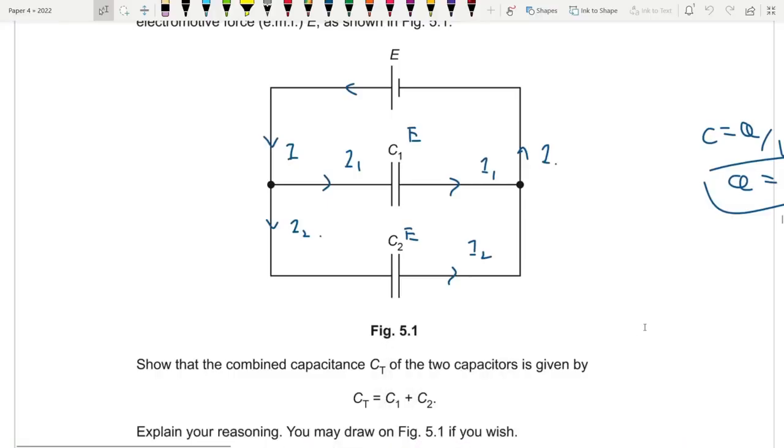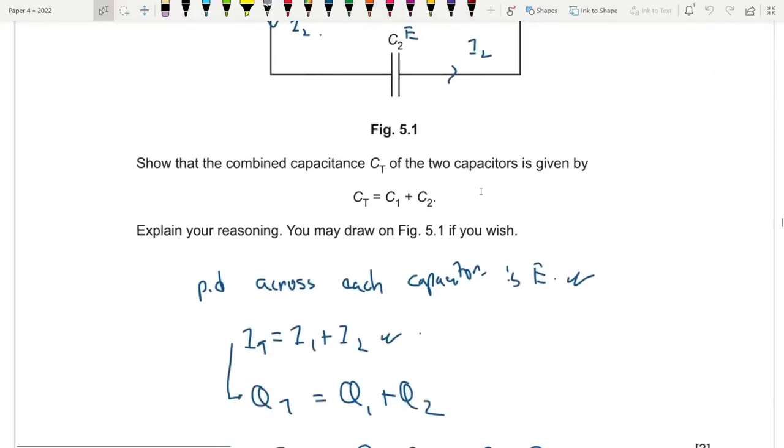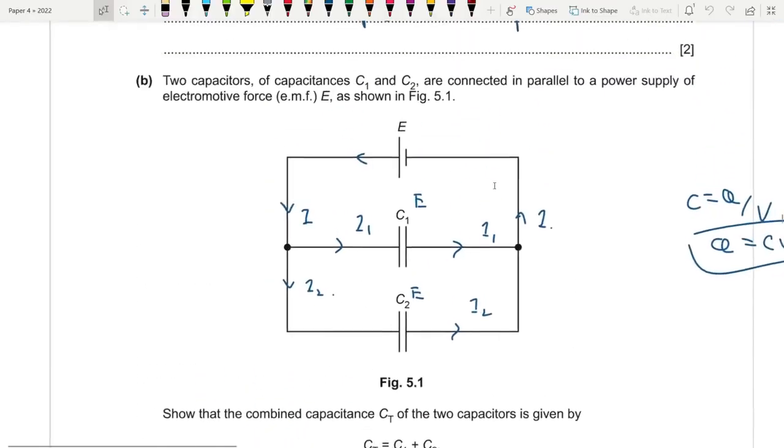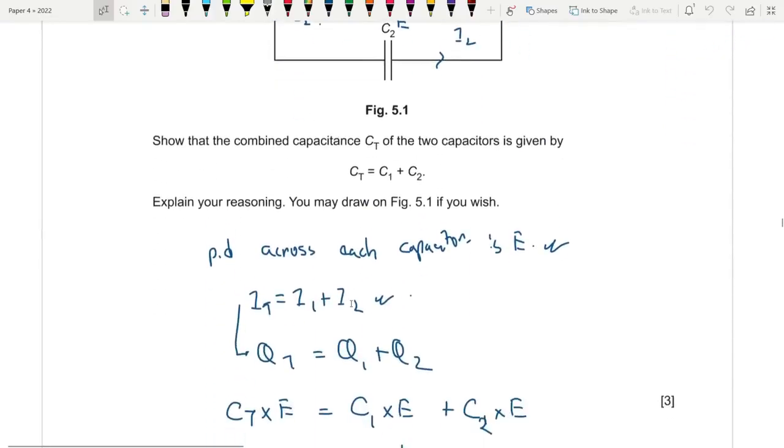It's the sum of the capacitance. So to show that, we need to use Kirchhoff's first law, right? So we know that according to Kirchhoff's first law, the total current is equal to the sum of I1 plus I2.